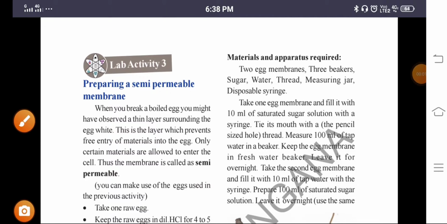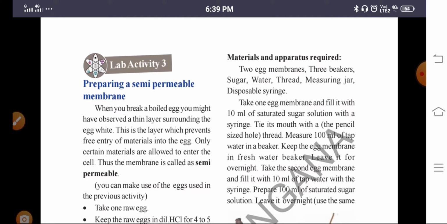Good morning students. So today we are discussing 9th class biology, and here we have another activity with us, lab activity 3, in which we learn how to separate the egg peel. The egg peel means this layer which is present on the inner layer of the egg wall.